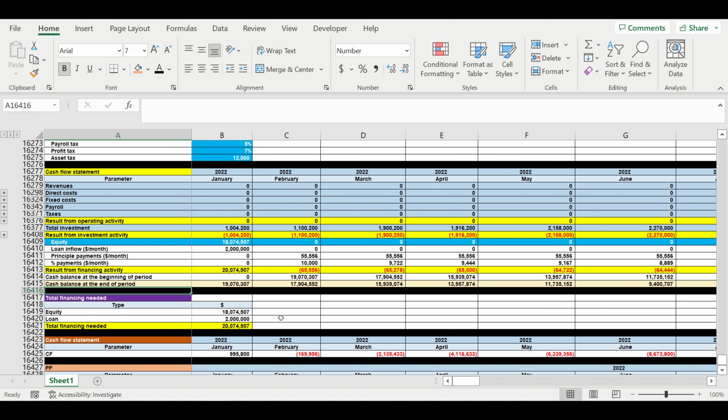Today we will calculate the payback period diagram of your business idea. So this will be a mobile application. We are creating this financial model from scratch.